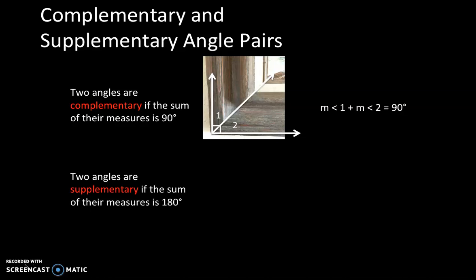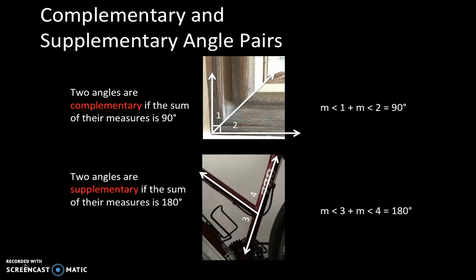Now, two angles are supplementary if the sum of their measures is 180 degrees. This picture's kind of tilted, but you'll see why in just a minute. So if we have angle 3 and the measurement of angle 4, here they are equal to 180 degrees. The line that's going from the lower left to the upper right is a straight angle. So when we add those two angles together, we get 180 degrees. And now you can see why. This is the angle from my bicycle frame.